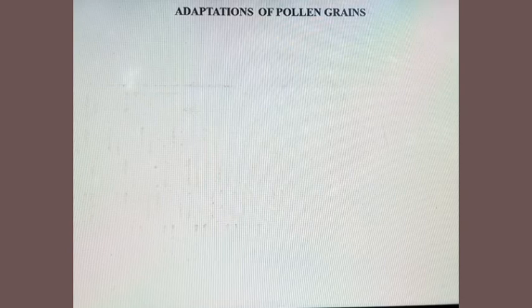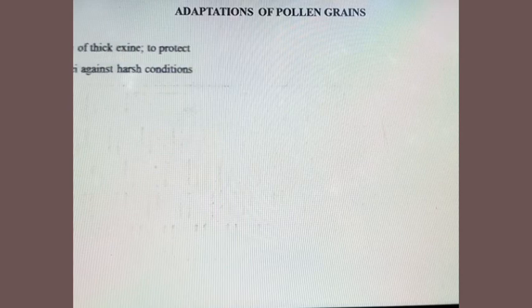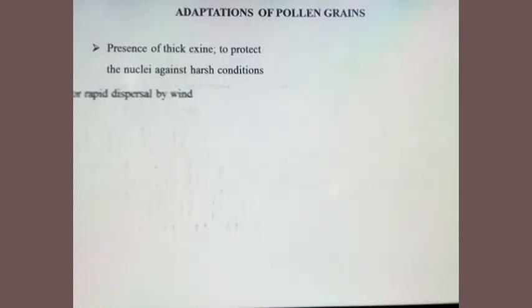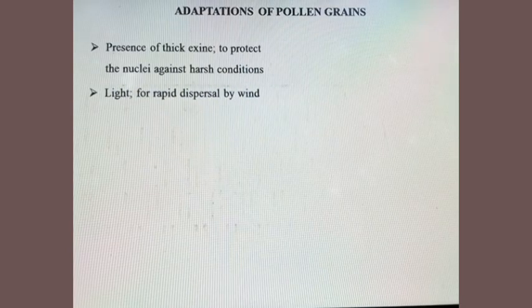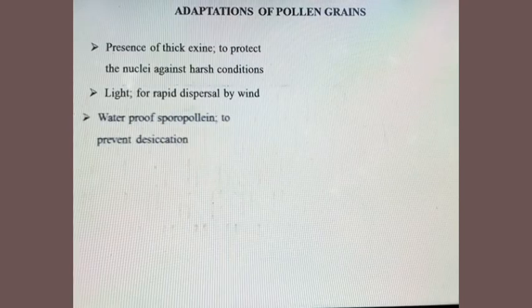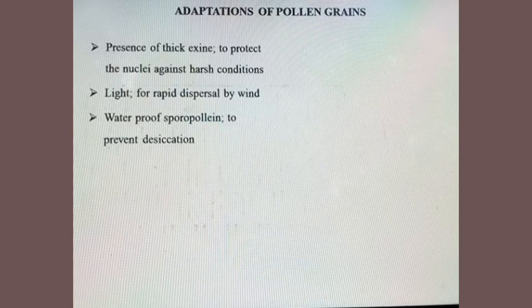So as a male gamete in plants, we look at its adaptations that make it survive to allow fertilization to take place. Among the adaptations of pollen grains, we have that thick exine, and this one protects the nuclei against harsh conditions. These pollen grains are light, therefore they are easily dispersed when released. You remember that dispersal can be by insect, by wind, or by animal generally.